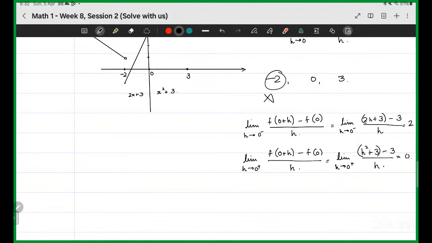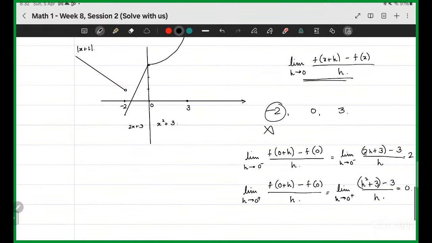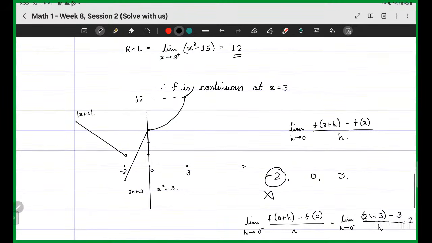And this is what I assume you were saying, left-hand derivative and right-hand derivative. Clearly, these two are not equal. So the limit of this expression at the point x equal to 0 does not exist. So it's not differentiable. Graphically, you can also see that there is a corner. Whenever there is a corner, you will not have differentiability.